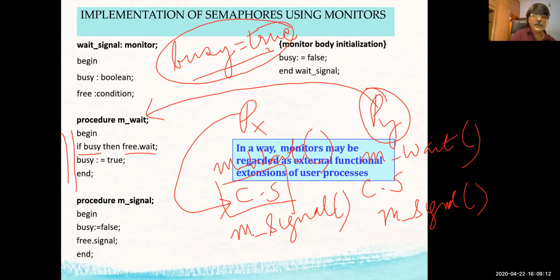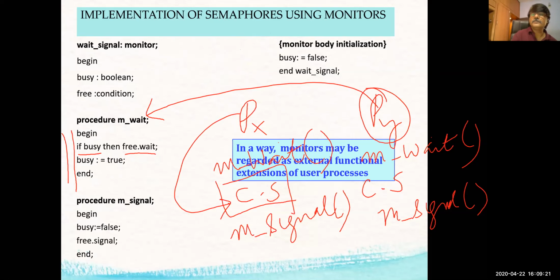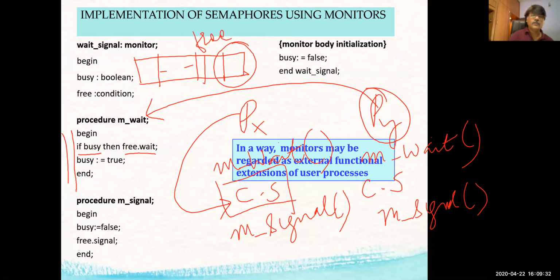Now as I told earlier, free is what? Free is the header of the queue. This is the queue, and this header of the queue is called free. So busy is true because process X is in the critical section. So if busy is true, then free.wait will be executed.